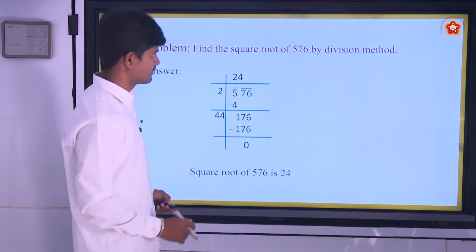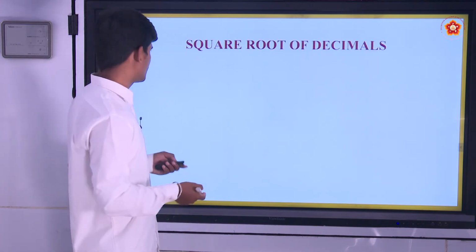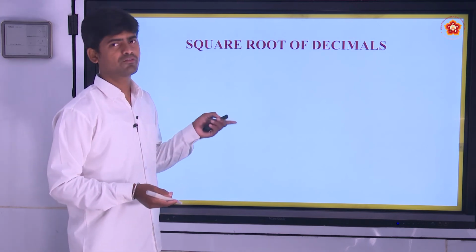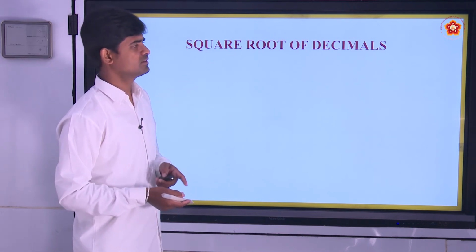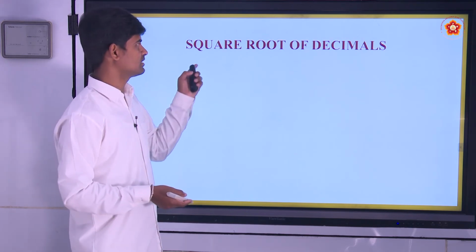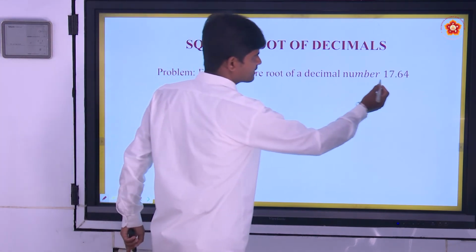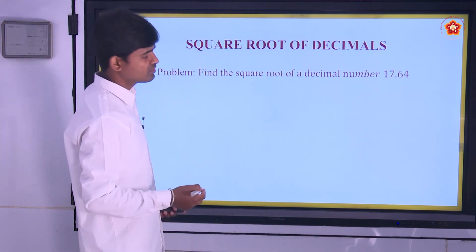Okay. Next, square root of decimals. This is similar to finding the square root of the given number, and the same steps are involved. First problem, find the square root of the decimal number 17.64. Same steps.